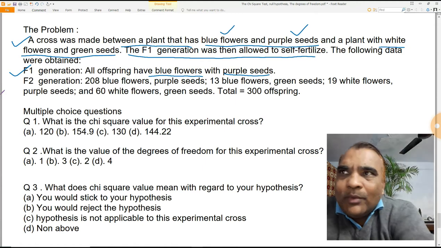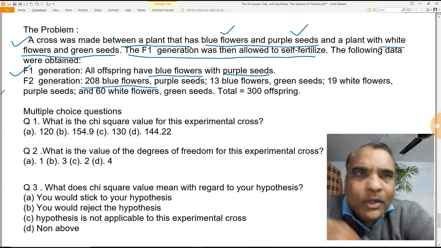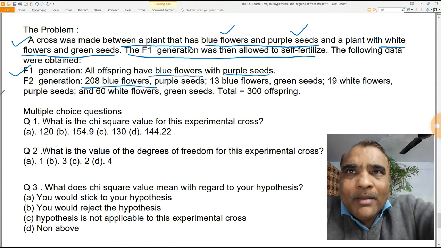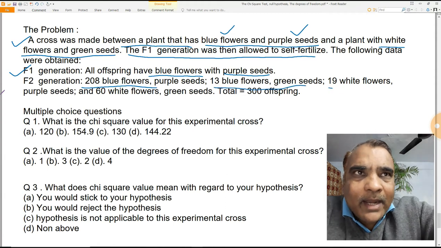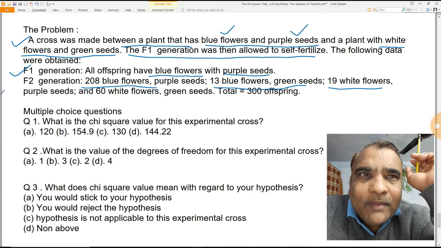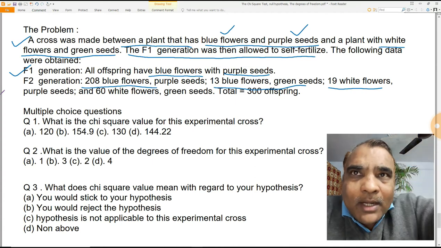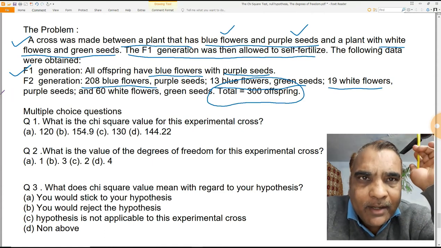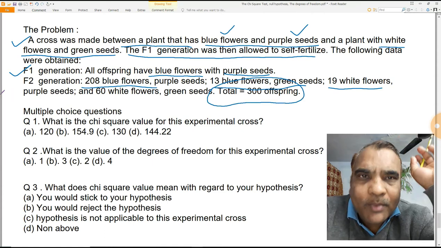In the F2, there are 208 blue flower purple seed, 13 blue flower green seed, 19 white flower purple seed, and 60 white flower green seed, and the total number of plants is 300. So this is the problem.